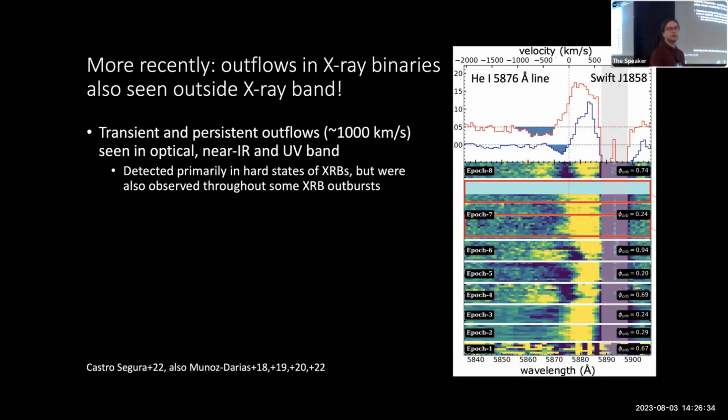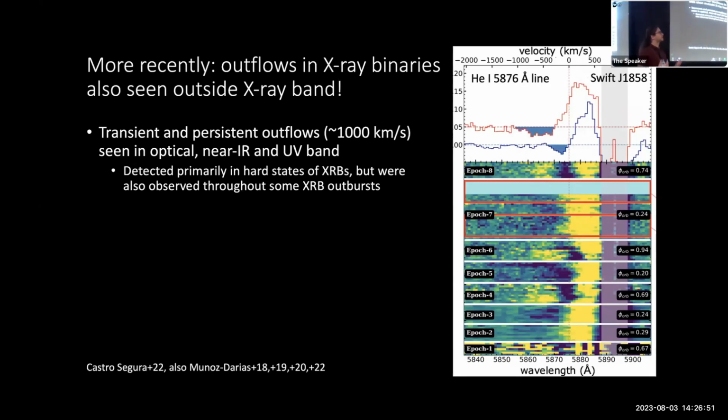And this feature has been detected in multiple epochs and seems to be strongly variable with time. So this looks like a typical outflow, but the most surprising thing here was that this was detected in the hard state.